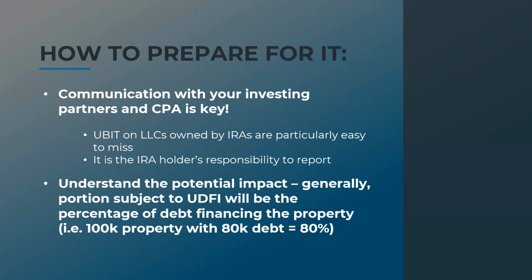And here's a simple way to look at it. Let's take a very simple situation. Generally, the portion of unrelated debt financed income will be the percentage of debt financing a property. Super simple example. You have a $100,000 property with $80,000 of debt. That's an 80% leverage rate. So 80% of whatever income flows down to you on a K1 could potentially be subject to unrelated debt financed income if it's done through a tax deferred account, like a self-directed IRA. Now, 401ks are different. We'll get into that in a second.